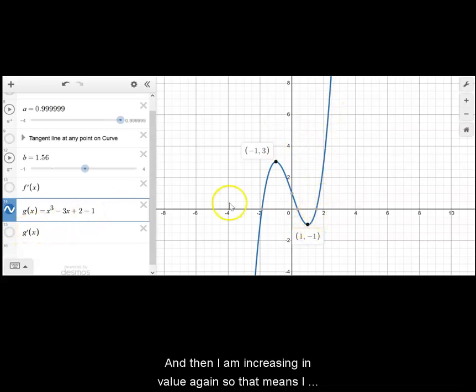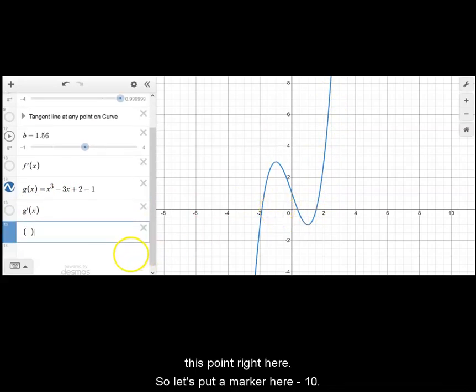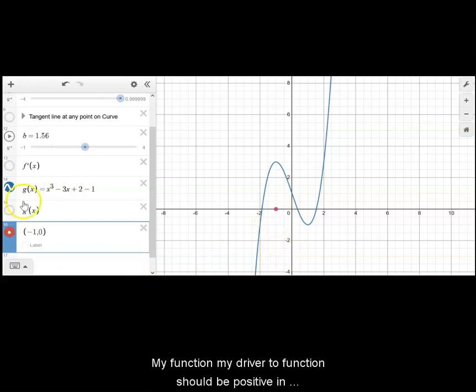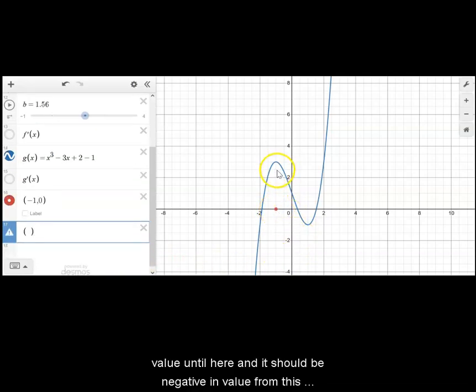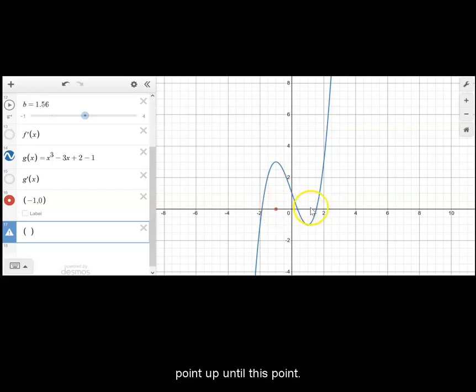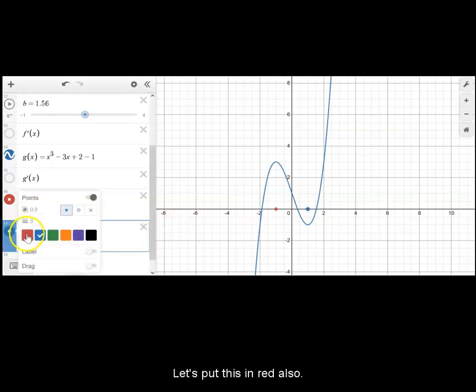So that means that my derivative function should be positive up until this point right here. So let's put a marker here, -1, 0. My derivative function should be positive in value until here, and it should be negative in value from this point up until this point, up until 1. And let's put this in red also.